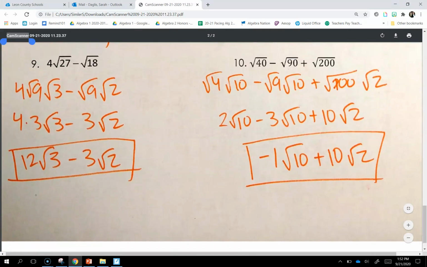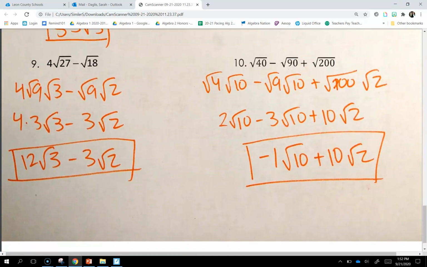All right, and then my last two. More stuff to break down. So on number 9, 27 breaks apart to be 9 and 3. The square root of 9 is 3, so that becomes 4 times 3, which is 12 square root 3. My other side, 18, became 9 and 2. The square root of 9 is 3, so that became minus 3 square root 2.